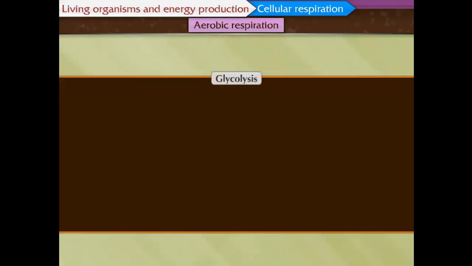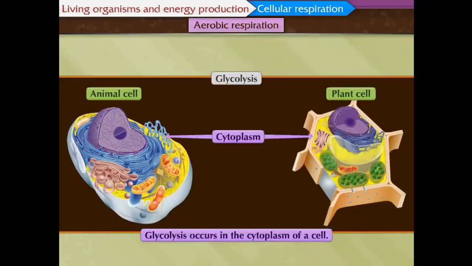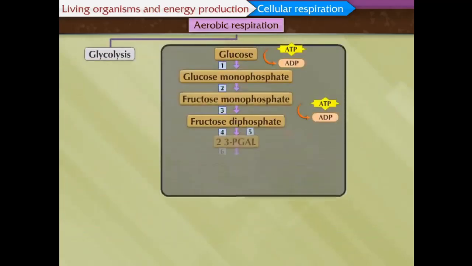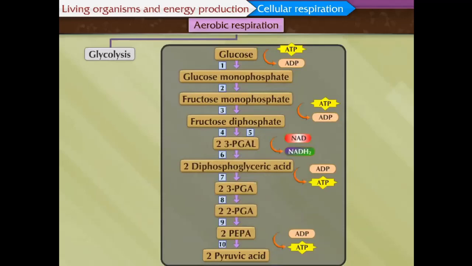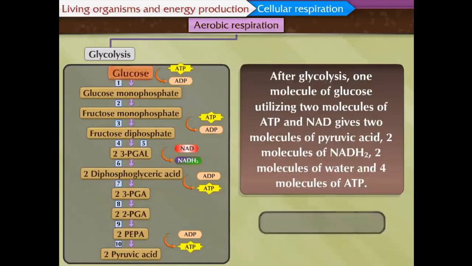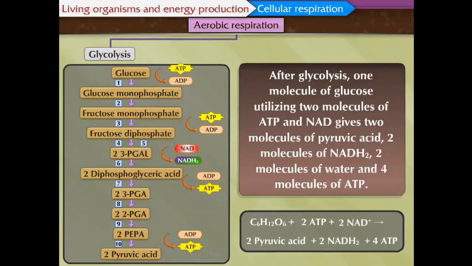Glycolysis. The process of glycolysis occurs in the cytoplasm of a cell. A molecule of glucose is oxidized step by step, in total 10 steps, in this process. After glycolysis, one molecule of glucose, utilizing 2 molecules of ATP and NAD, gives 2 molecules of pyruvic acid, 2 molecules of NADH2, 2 molecules of water, and 4 molecules of ATP.